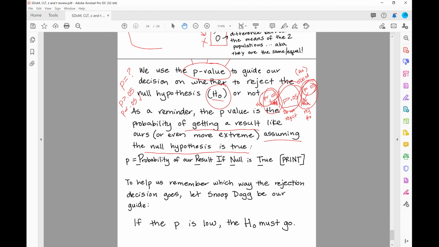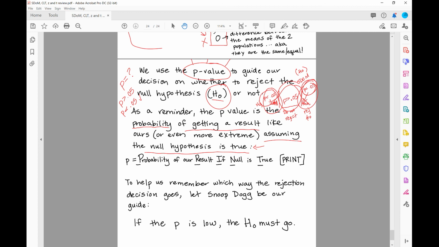If that probability is low enough, we no longer assume that null hypothesis is true. If that probability is above 0.05, well, then we can't reject the null because it's reasonable enough that it could happen.